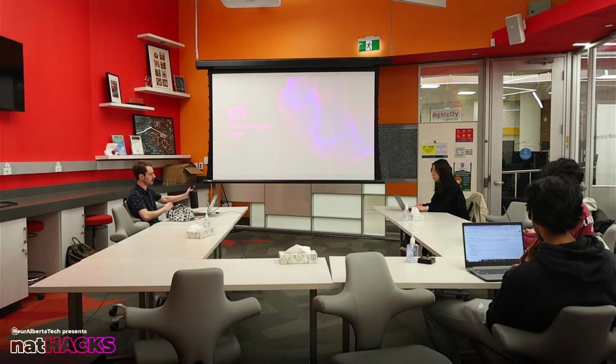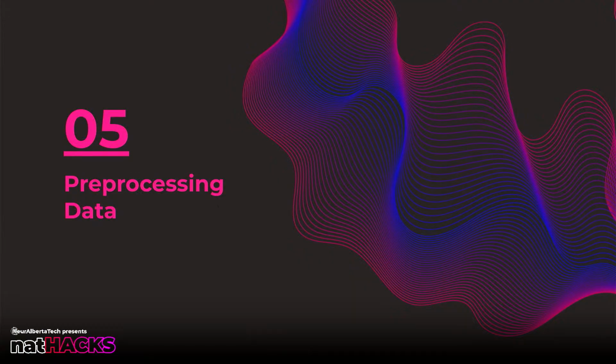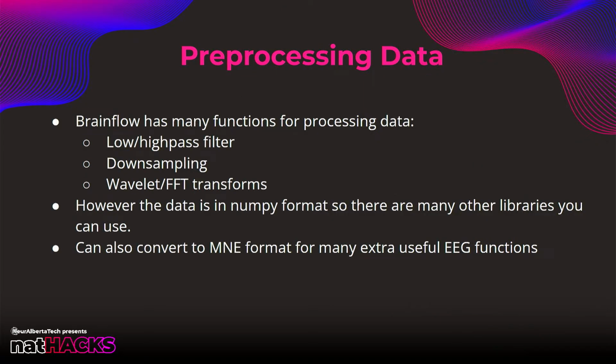All right, and now lastly, we can talk about some of the pre-processing functions that BrainFlow has that you may want to use. BrainFlow has, I say many, but I don't think it's too many functions compared to some other libraries out there. But the ones that are probably the most commonly used are a low and high pass filter, which removes the low and high frequencies. There's downsampling, which reduces the number of samples that you have; it squishes them together. And then there's the wavelet or fast Fourier transforms.